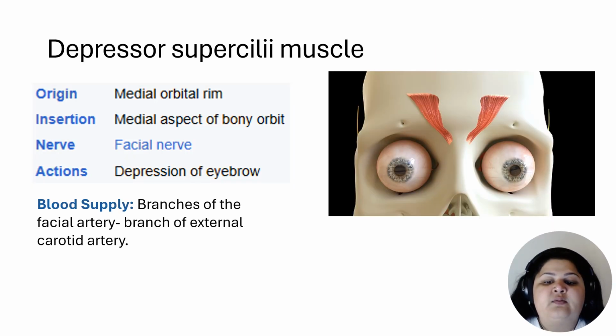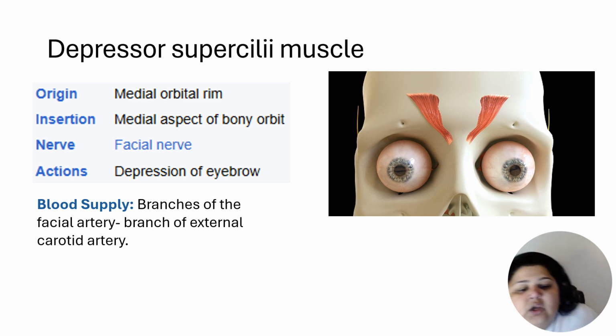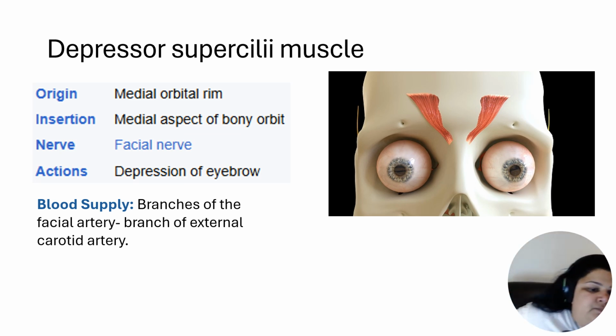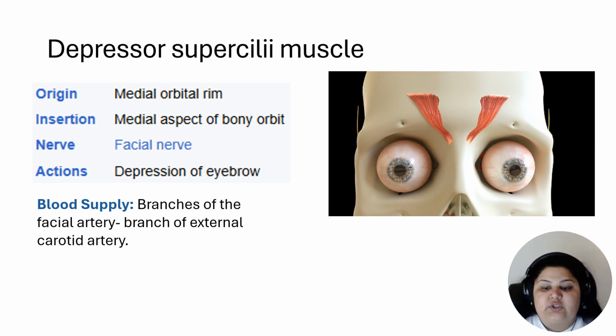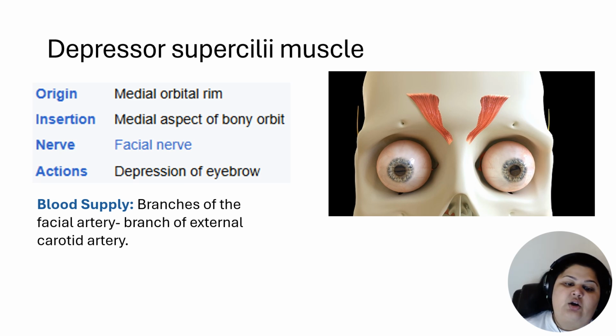Depressor supercilii muscle, so right here, like this. Okay, so medial orbital rim, that's the origin. Insertion, medial aspect of bony orbit. What's the nerve? The nerve name is facial nerve. Actions, depression of the eyebrow. Blood supply: branches of the facial artery, branch of external carotid artery. Most of the time you'll see that most of the facial muscles' main blood supplier is the facial artery.